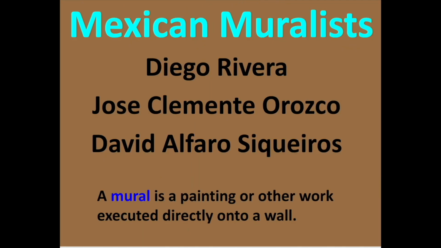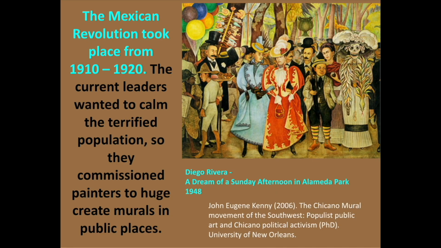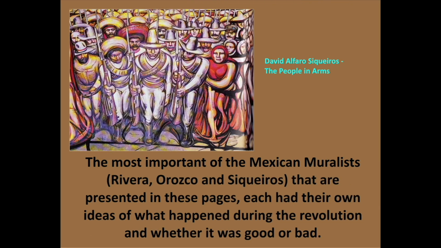Following the Mexican Revolution from 1910 to 1920, the muralist art movement emerged. Diego Rivera, Jose Clemente Orozco, and David Alfaro Siqueiros became known as Los Tres Grandes, the Three Greats. They created large-scale murals in public spaces, often depicting historical and social themes. Each artist had their unique style and perspective on Mexican history and culture.